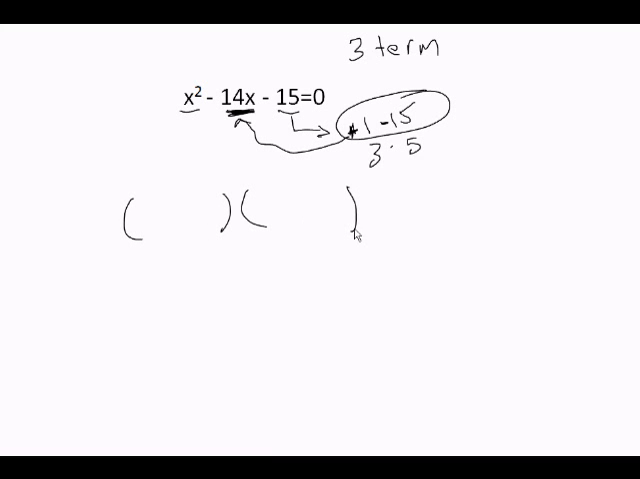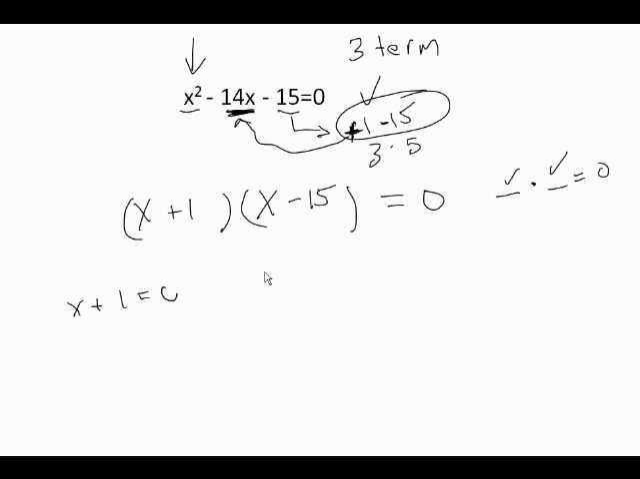So that's my factor. Two big parentheses, and this is equal 0. You always have x and x in the first spots because we have x squared. And then using my pairs, my pair is a plus 1 and a minus 15. Now we're going to solve using the zero multiply rule, just like we did in the previous problem. When you multiply two numbers and the answer is 0, one of these two numbers has to equal 0. So x plus 1 has to equal 0, or x minus 15 has to equal 0.